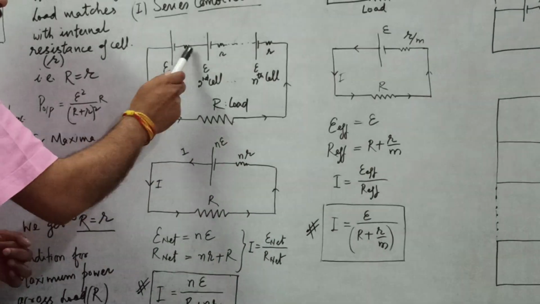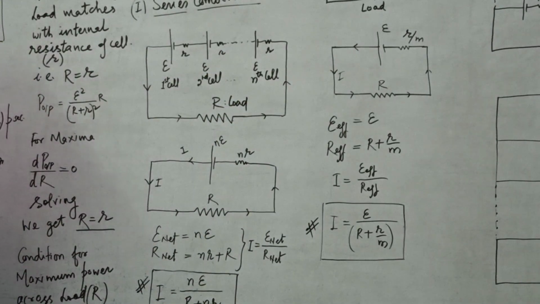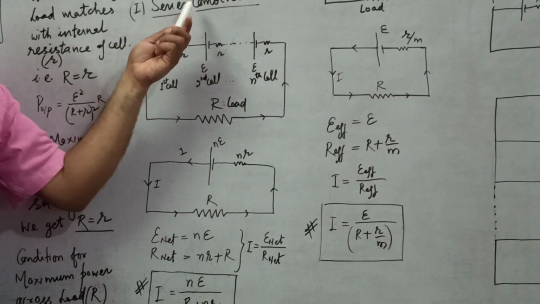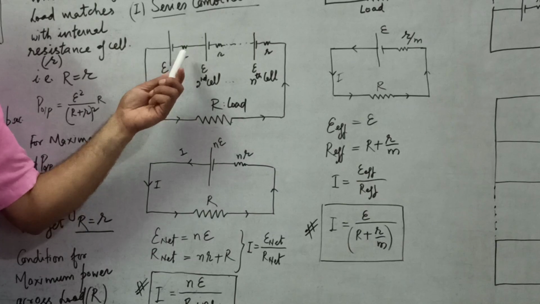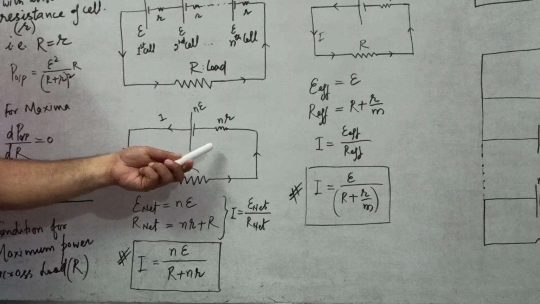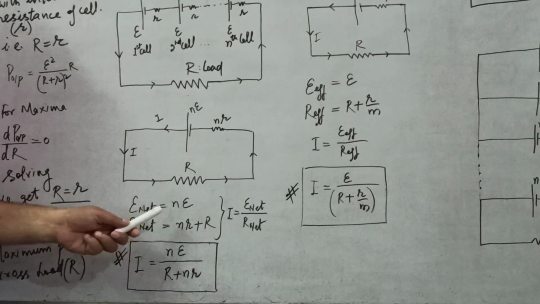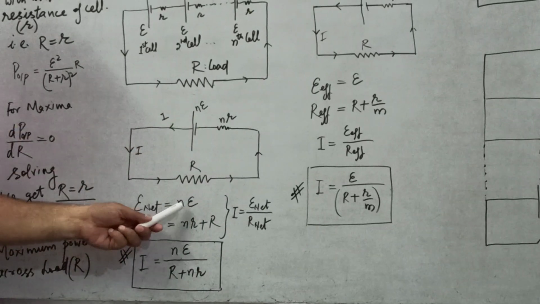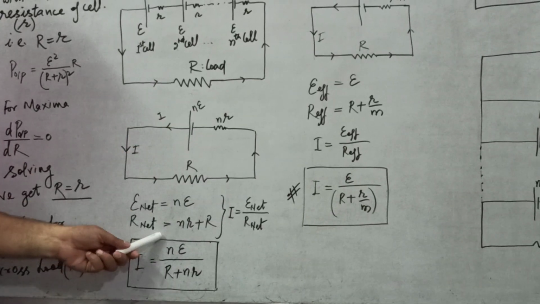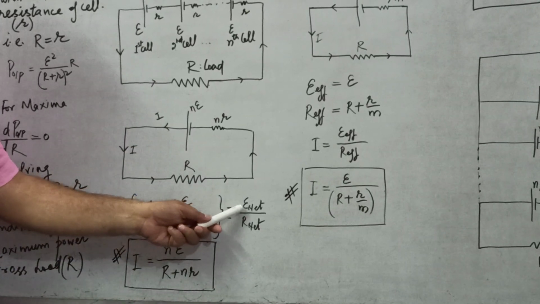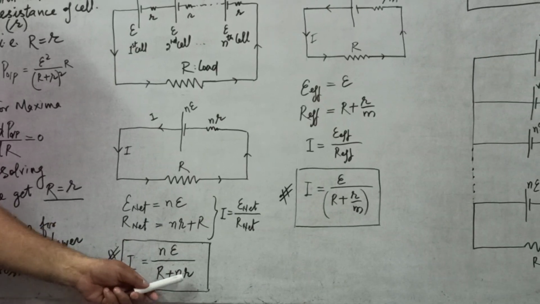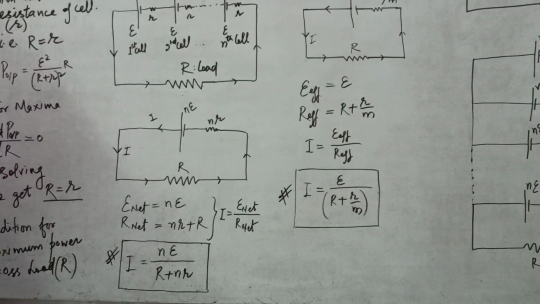And every cell has internal resistance r. Therefore, the net resistance of this single battery which replaces this will be r, n times, that is nr. So children, net EMF is nE. Net resistance is R plus nr. So what is net current? Net EMF upon net resistance, that is nE upon nr plus capital R. This is the current in series combination.